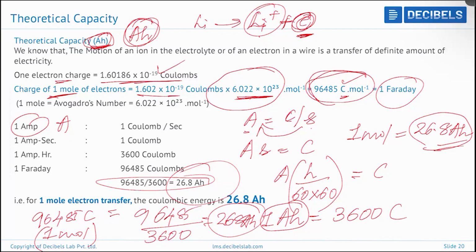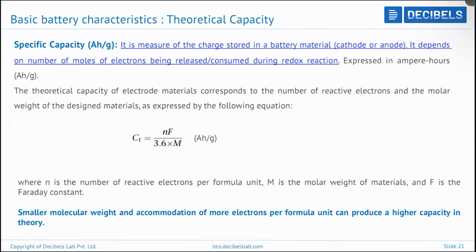So if you know the Ah, you can calculate how much chargeable and dischargeable lithium is stored. That is the theoretical capacity. But to compare the battery chemistries of all the other cathode materials, we always calculate per gram of that material, per gram of lithium cobalt oxide and per gram of NMC. That is called specific capacity, in Ah per gram. This is the formula used for that: nF by 3.6, that is 3600, where n is the number of moles of the charge, giving Ah per gram.